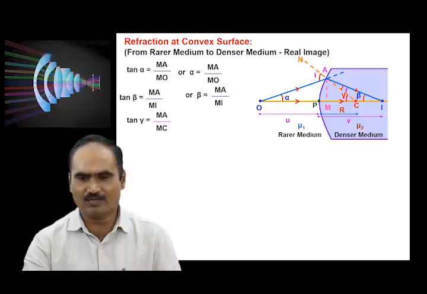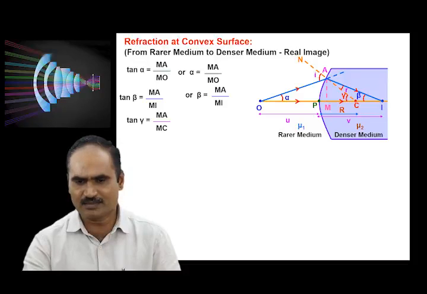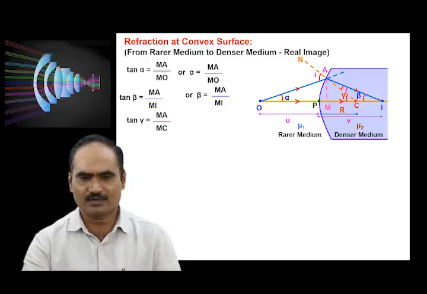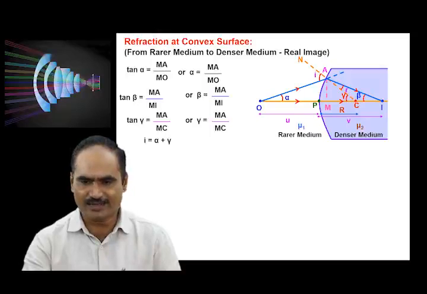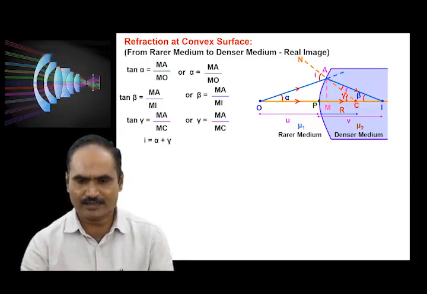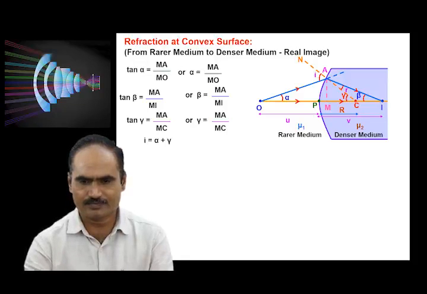Then similarly for gamma, this is gamma, right? So that is opposite AM, and this distance is MC. That is, tan gamma is equal to MA by MC. Then for small angles, we can write gamma is equal to MA by MC. Then let us see angle i here. This is angle i.